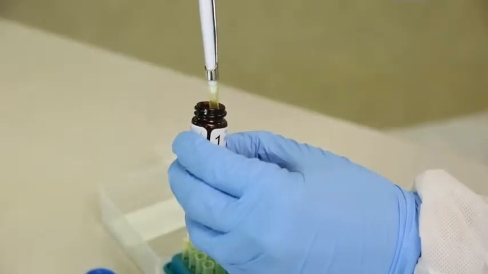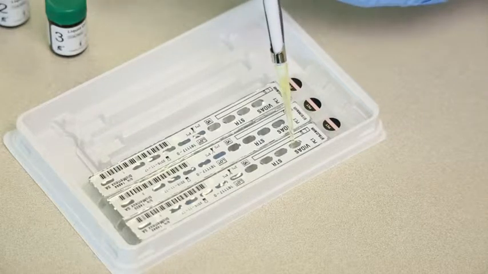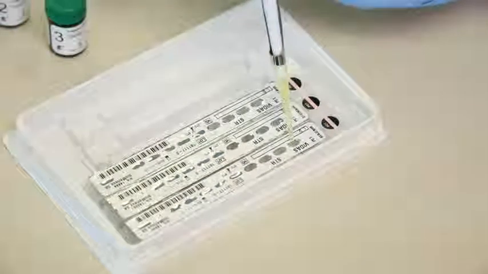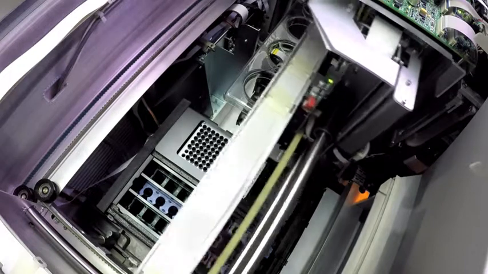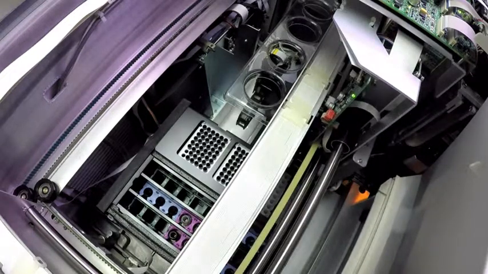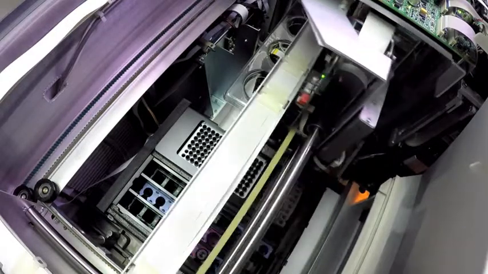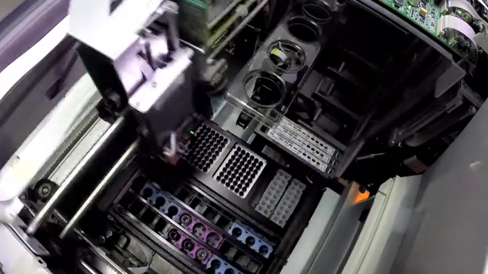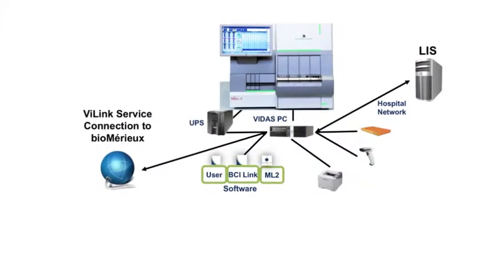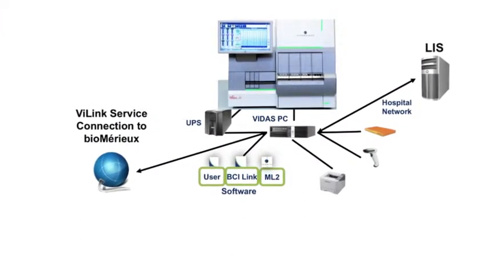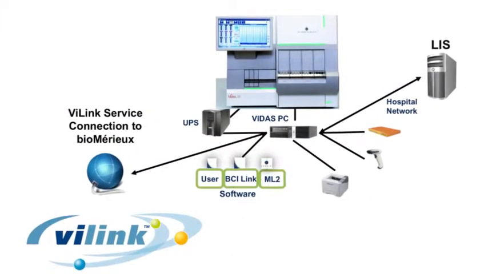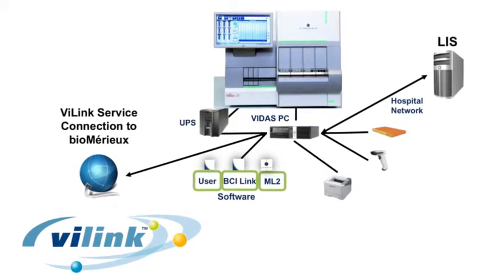If needed, the VIDAS 3 has a manual mode which provides full redundancy. In addition, the mean time between failures is greater than 370 days. Should anything go wrong with the pre-analytic unit, the instrument can be used manually like the mini VIDAS. bioMérieux offers best-in-class, on-site service, and secure remote diagnostic support via ViLink.